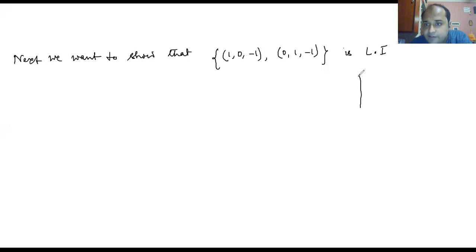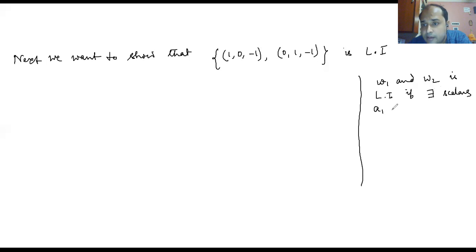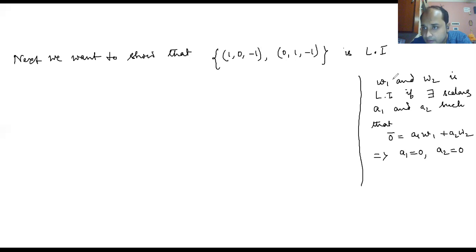Now to show that this is LI, what is the definition of LI? The definition is that two vectors W1 and W2 are LI if there exist scalars A1 and A2 such that when the zero vector is expressed as a linear combination of these two vectors, the only possibility is that the scalars are individually zero. Then it is LI.